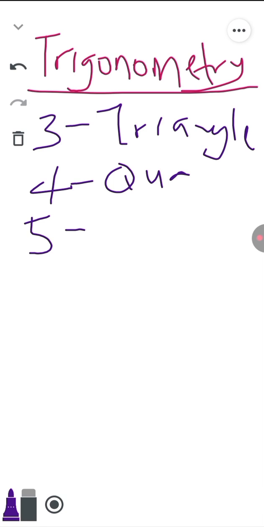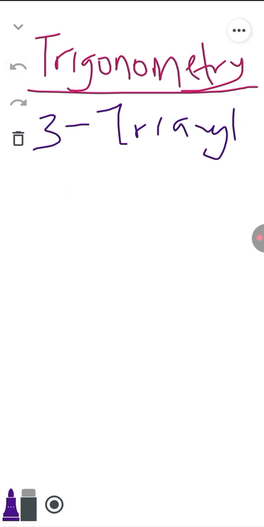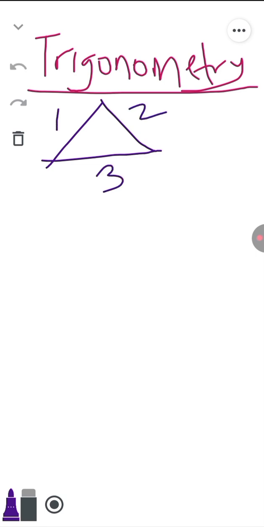So today we are talking about triangles. There are no two-sided shapes. You can't have a shape that is two-sided. The least you can have is a three-sided shape, and that is your triangle. Side one, side two, side three.